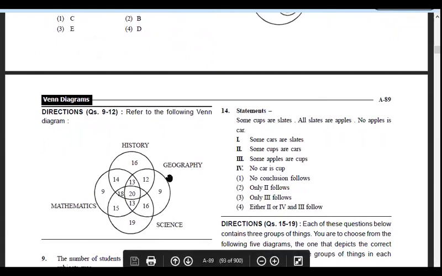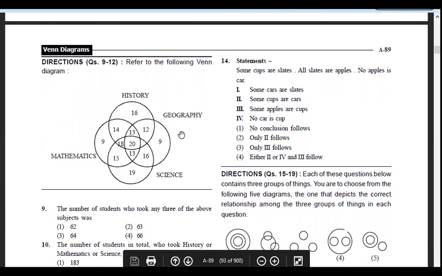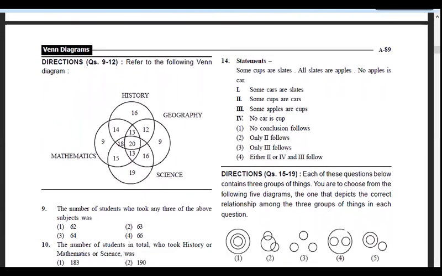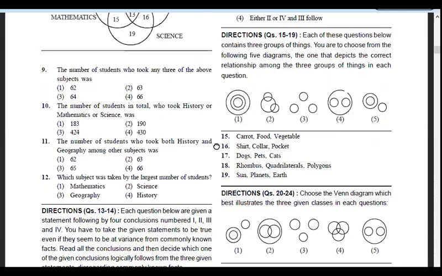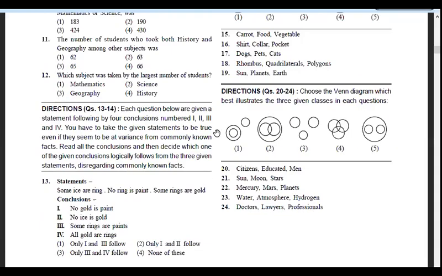So I guess this kind of question you can do, questions 9 to 12. We have seen this kind of question also. Now, 13 to 14. Think about it. Read the instructions.